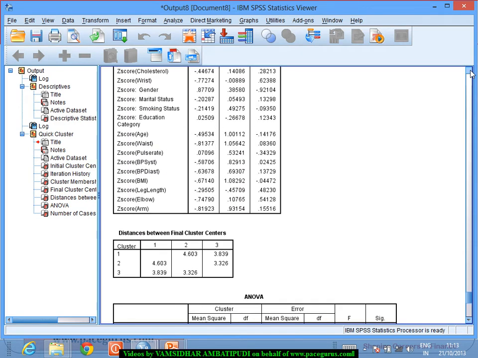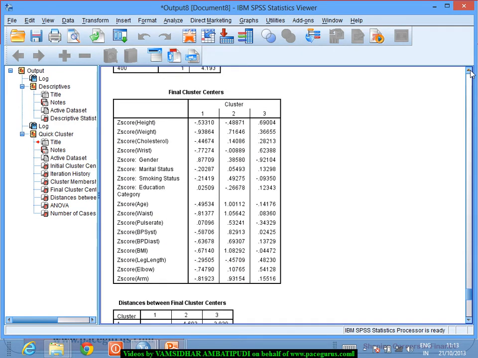Then again, if I come back to see the final clusters, this is the characteristics of each of the clusters. Initially, it started with some cluster centers, but after continuous iteration, probably after 12 iterations, these are the final cluster centers that are computed. That is the mean of each of the clusters based on the values belonging to each of the clusters.